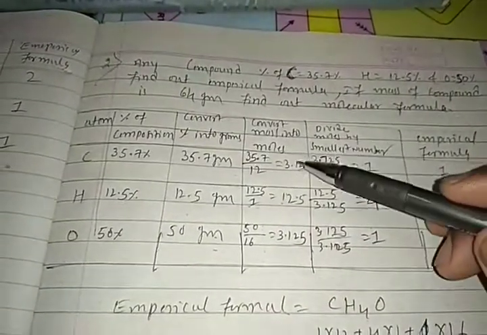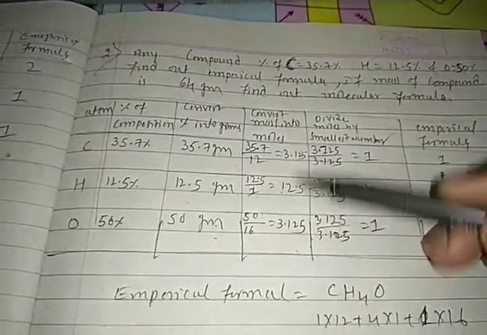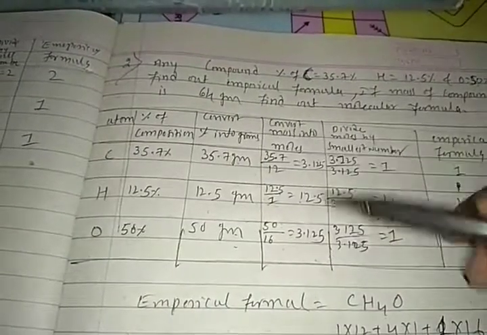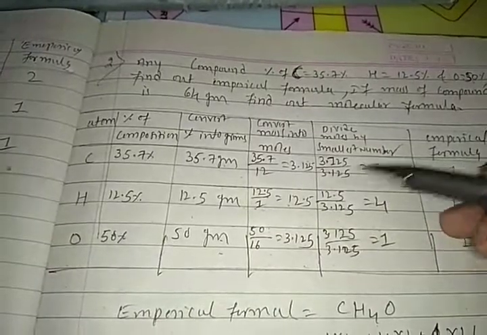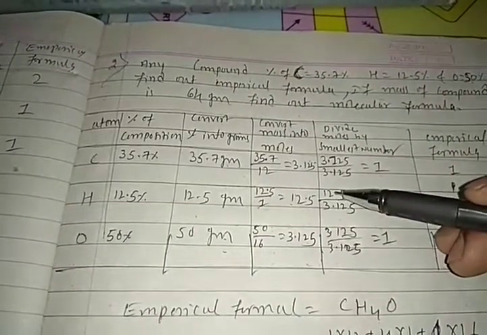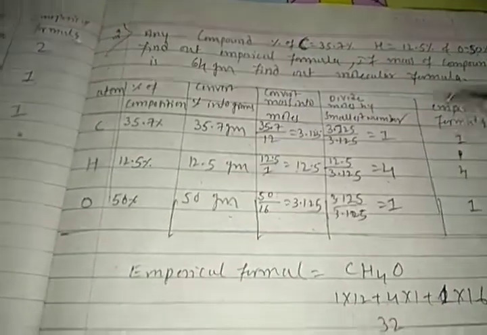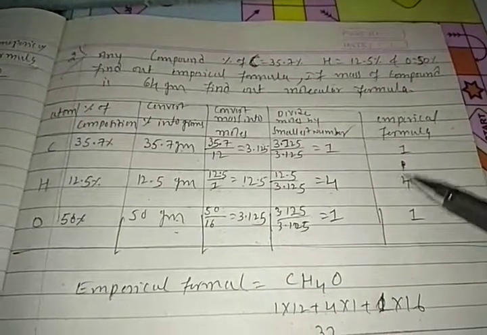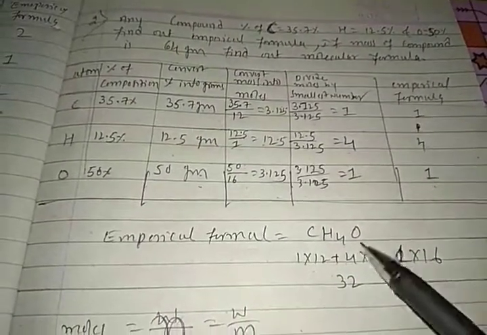So in this question, if you get three different values A, B, C, and the C value is smaller than B and A, then you use the smallest value, the C value, students. You have to divide all these numbers by the smallest value. 3.15 by 3.125, 1. 12.5 by 3.125, 4. 3.125 by 3.125, 1. So the empirical formula: carbon 1, hydrogen 4, oxygen 1. So the empirical formula is CH4O.